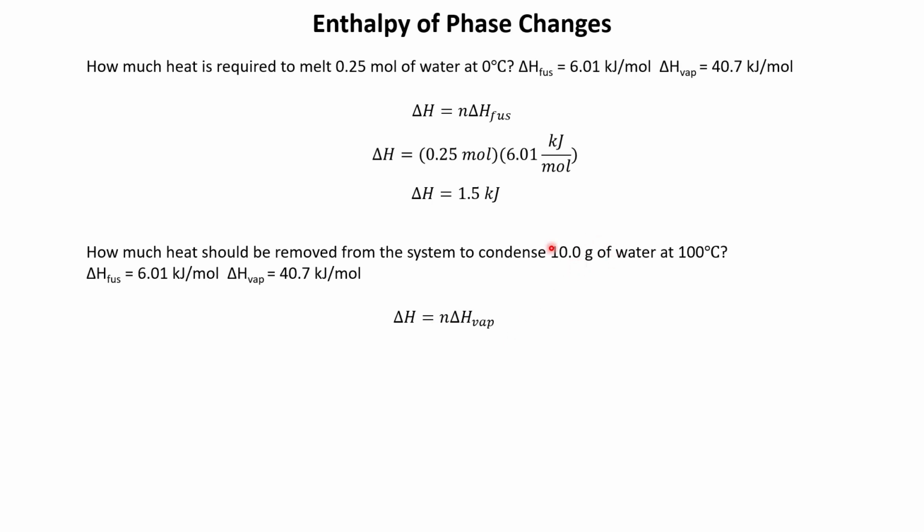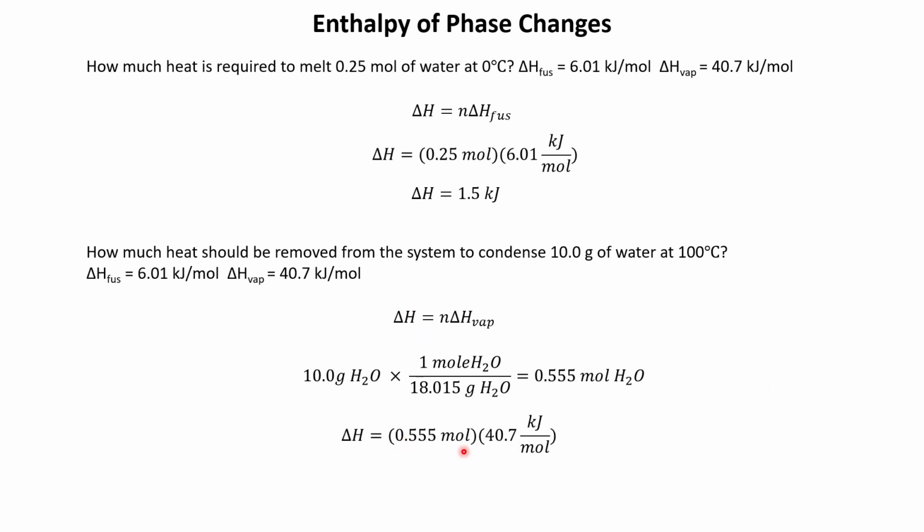Of course, we weren't given number of moles, we're given grams. So we first need to calculate moles. So here's our 10 grams of water, our molar mass, and that gives us 0.555 moles of water. Now we can plug into this equation right here. So our enthalpy of this phase change is our 0.555 moles of water times 40.7 kilojoules per mole. We are going to need to remove 22.6 kilojoules of energy from the system to condense that 10 grams of water.